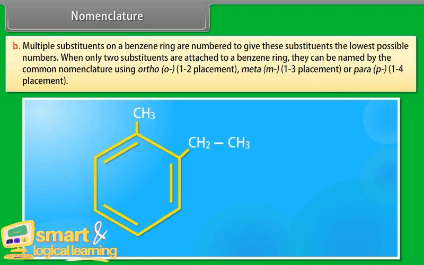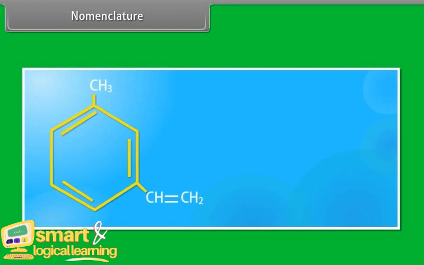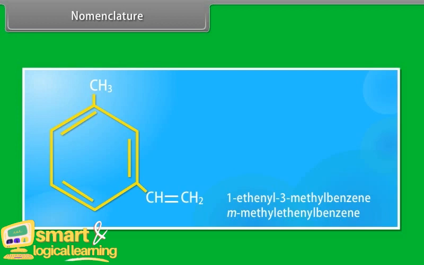Given compound is 1-ethyl-2-methylbenzene, O-methyl-ethylbenzene. Can you name the given compound? It is 1-ethyl-3-methylbenzene, M-methyl-ethylbenzene.